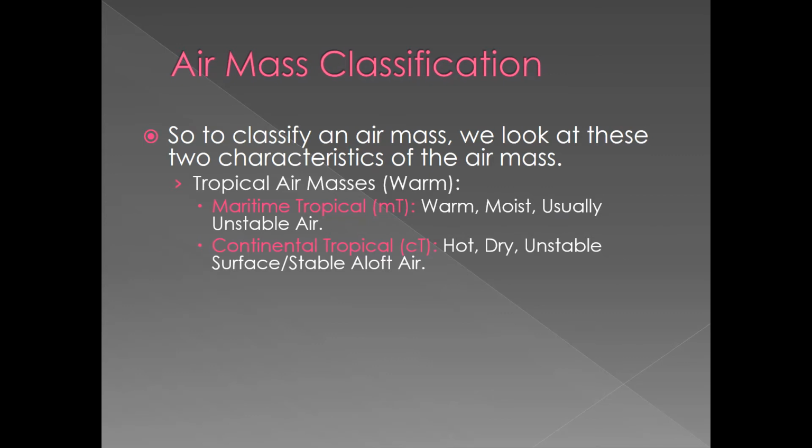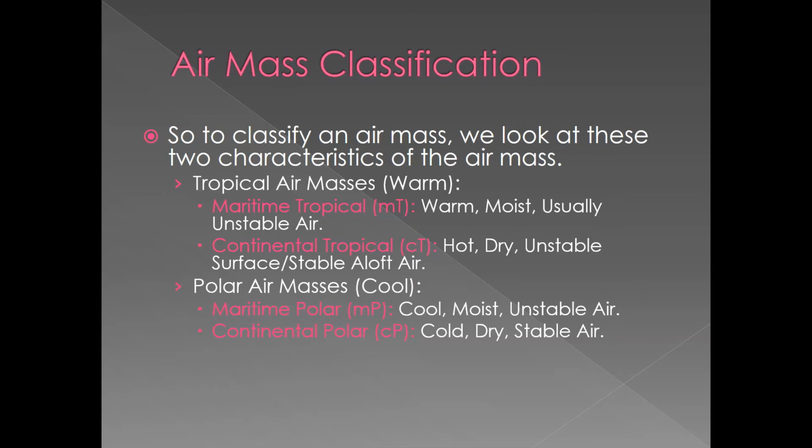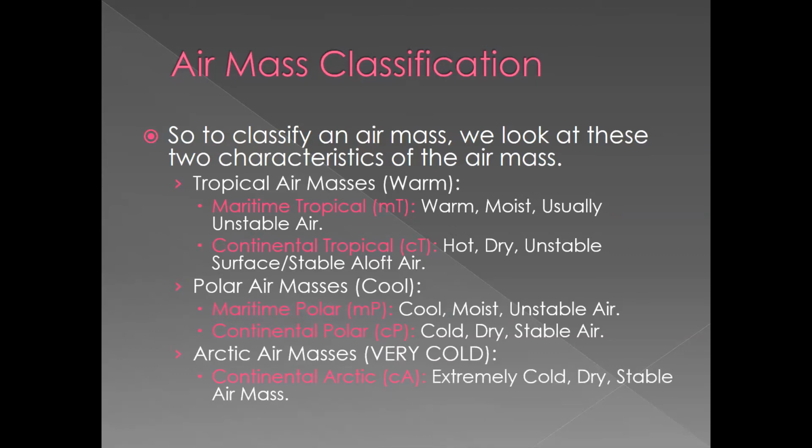And then the next category we look at are called polar air masses. If a polar air mass forms over the ocean, it's called a maritime polar air mass, cool and moist. If it forms over land, it's a continental polar air mass, cold and dry. And then finally, if it forms in the Arctic regions, very cold. And there's only one type of Arctic air mass, and it's called the continental Arctic air mass. And it's extremely cold, extremely dry air.